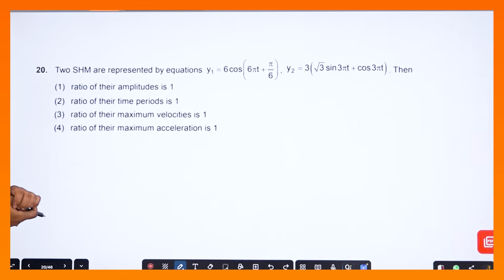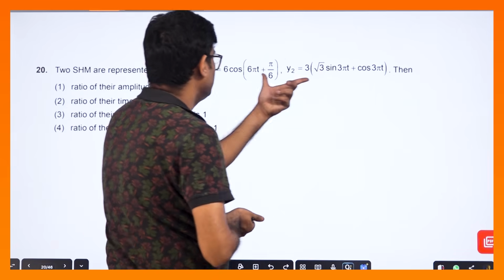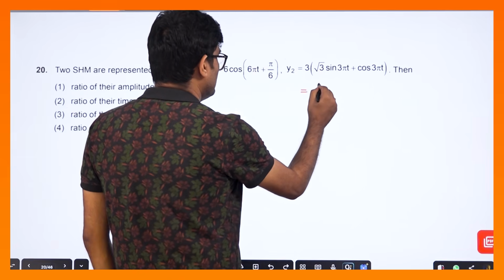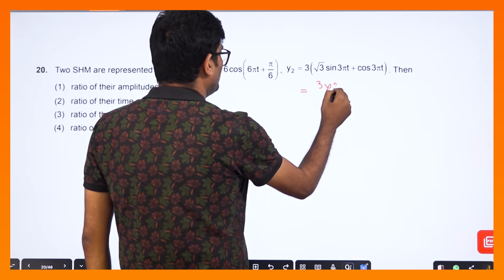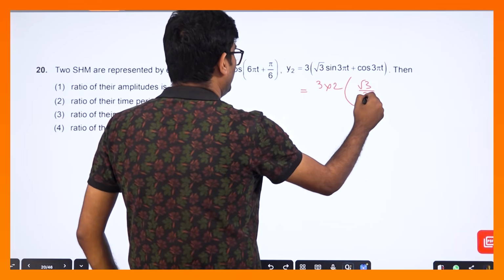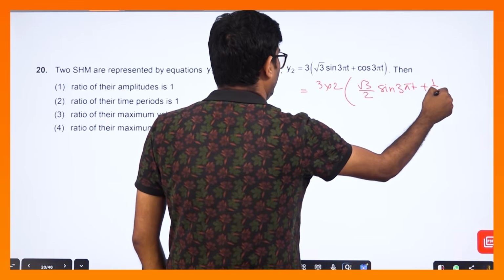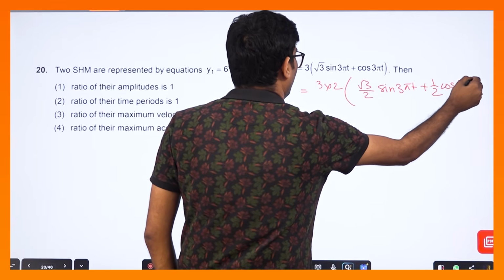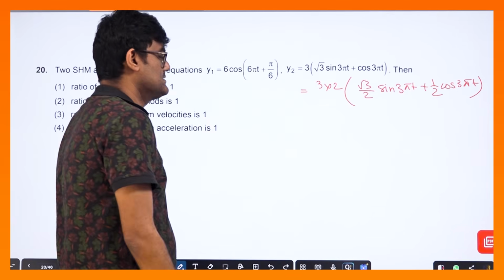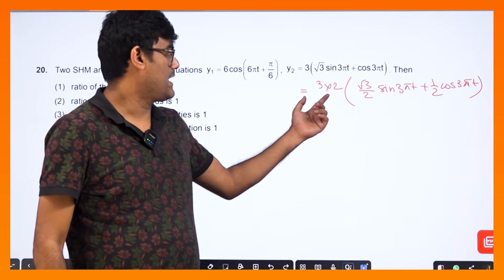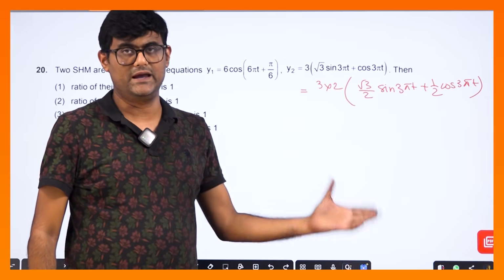Two SHMs are represented by this, then their ratio of amplitude. Okay, can I represent this SHM as 3 into 2 into root 3 by 2 sine 3 pi t plus 1 by 2 cos 3 pi t? Why have I represented it like this? My intention is to write it in a single sine or cosine form.